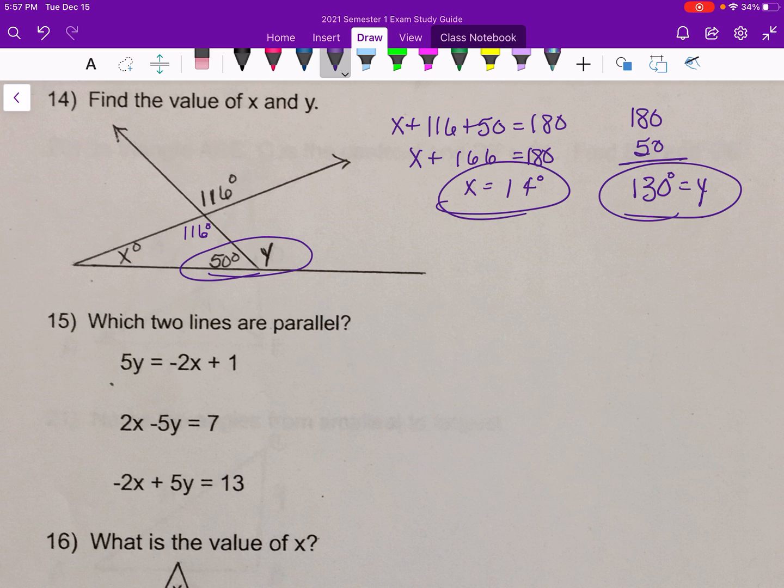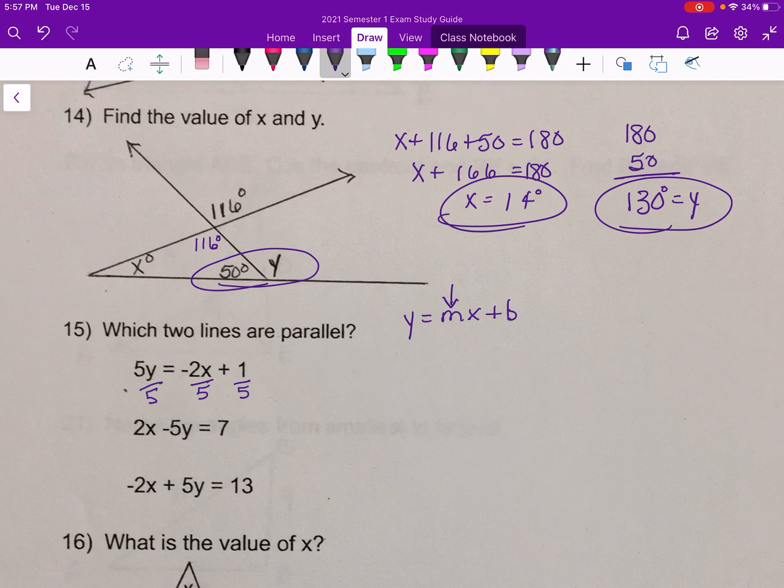Number 15 asks which two lines are parallel. Probably the most straightforward way to get these without graphing is to put this into slope-intercept form, and then we can read the slope right out of the equation. So let's change every one of these into slope-intercept form. First one, I'm going to divide by 5, and I get y equals negative 2/5 x. Whoops, forgot my x, plus a fifth. The slope on this one is negative 2/5.